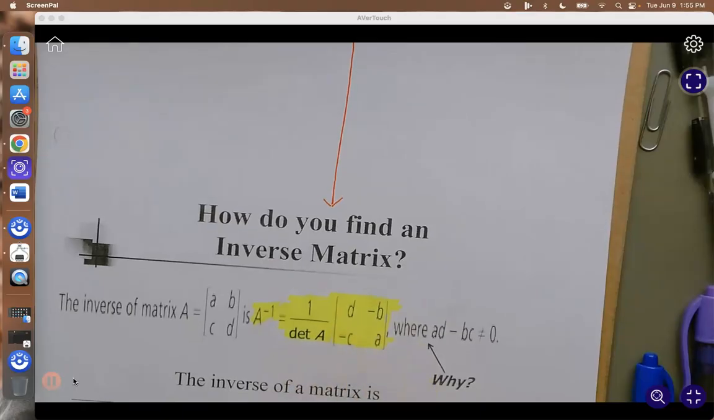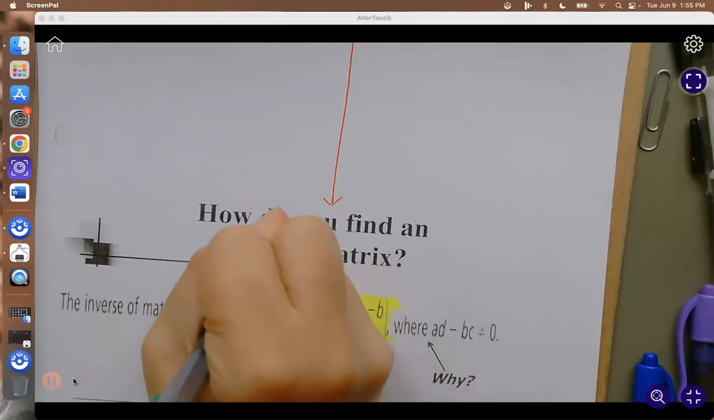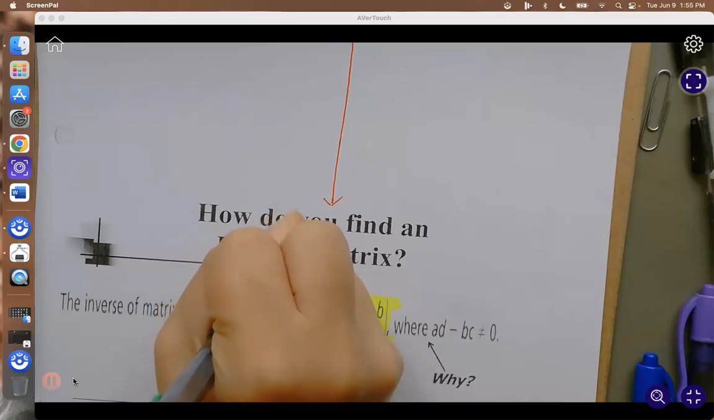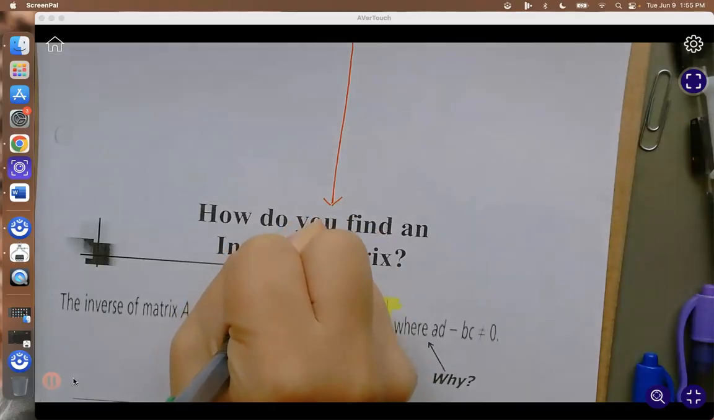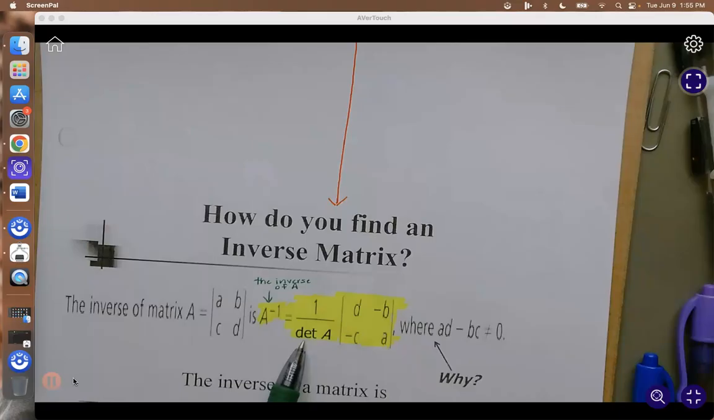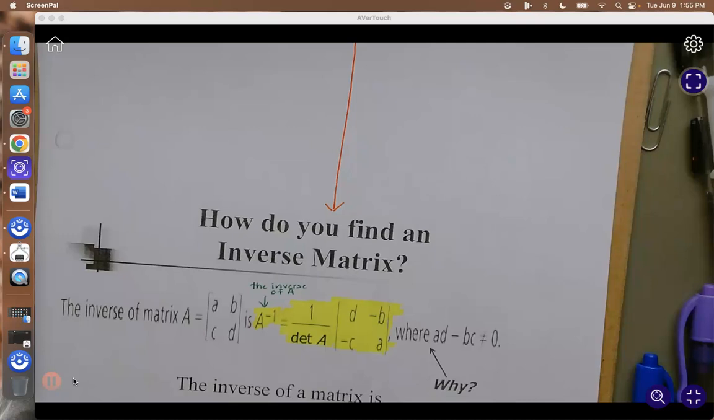Okay. So this means the inverse of A. Okay, you're going to find the determinant of the matrix, then multiply it by the main diagonal swapped and the opposite of B and C. Okay, so this is a formula you just got to learn. There's just no other way around it.